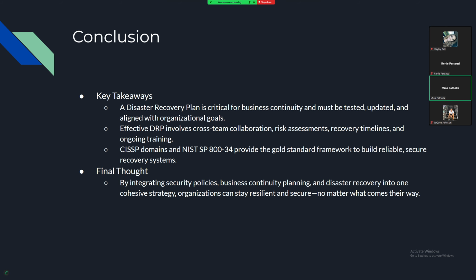Conclusion here: a lot of things are very simple. DRP is critical. It is necessary for the business and for both frameworks themselves. It's been tested, updated, and aligned with all organizational goals, both federally and for businesses. It's an effective method involving DRP and cross-team collaboration for risk assessments, recovery timelines, as well as ongoing training. And CISSP domains and NIST SP 800-34 provide the gold standard framework to build a reliable, secure recovery system.